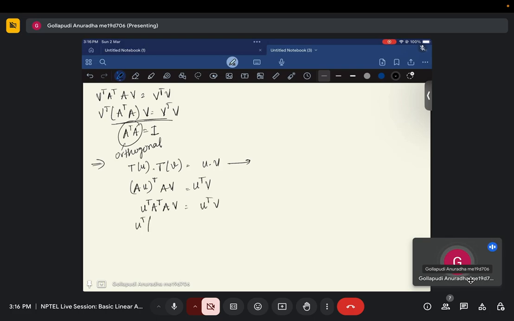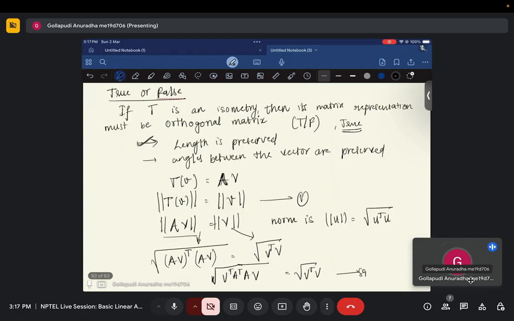So similarly again, this has to be an orthogonal identity matrix so that this equation is satisfied. So A transpose A is equal to the identity matrix, which means that A is an orthogonal matrix. So for this, the statement is true. I hope this is clear.